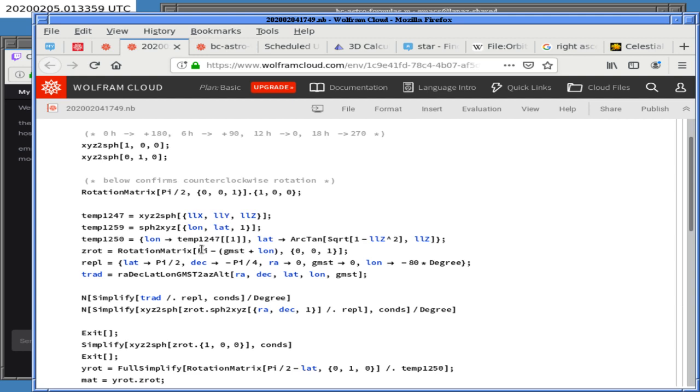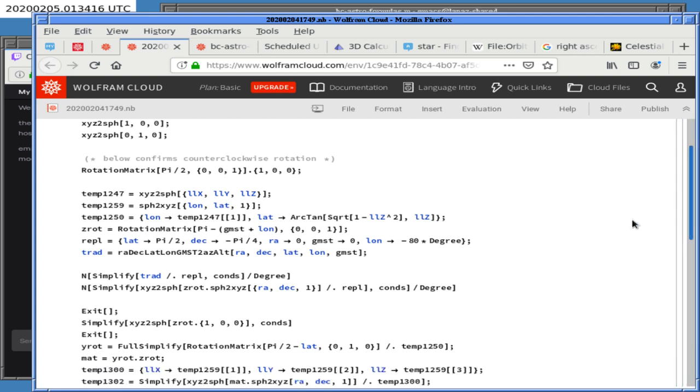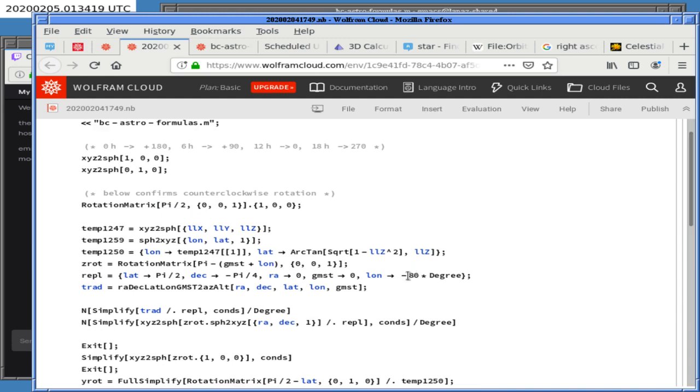Now, the only thing I could see here is we can negate this. But there might be something more fundamentally wrong here. Let's take a look. So this is longitude minus 80 degrees, so this zero rotation matrix becomes 180 minus 80, which is 260. And is that what we want?